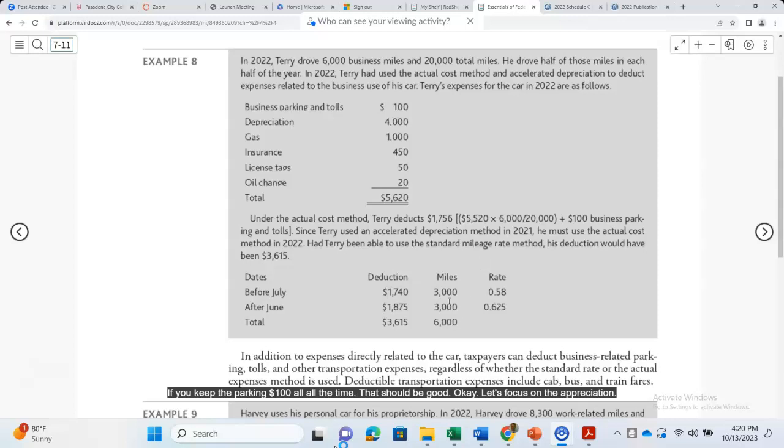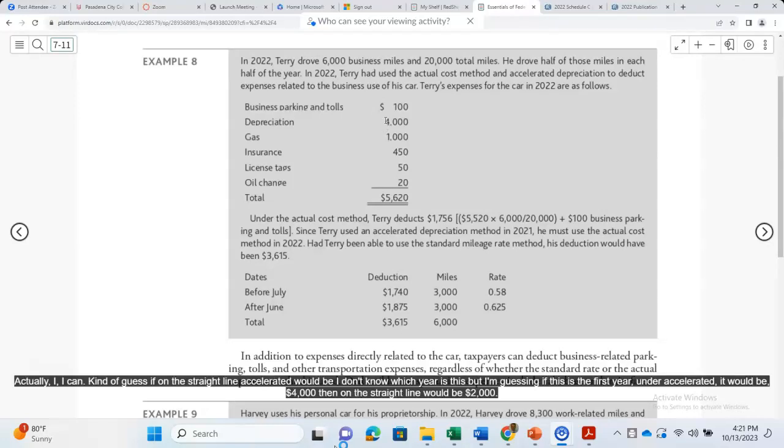Okay, plus depreciation. Let's focus on depreciation. Let's say this Terry is using straight line depreciation. And under straight line depreciation, I'm just throwing a number, let's say it's $3,000. It's not accelerated, but it is straight line.